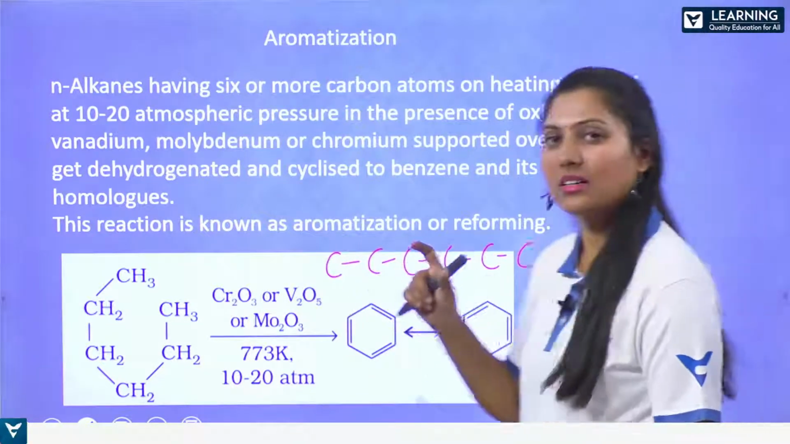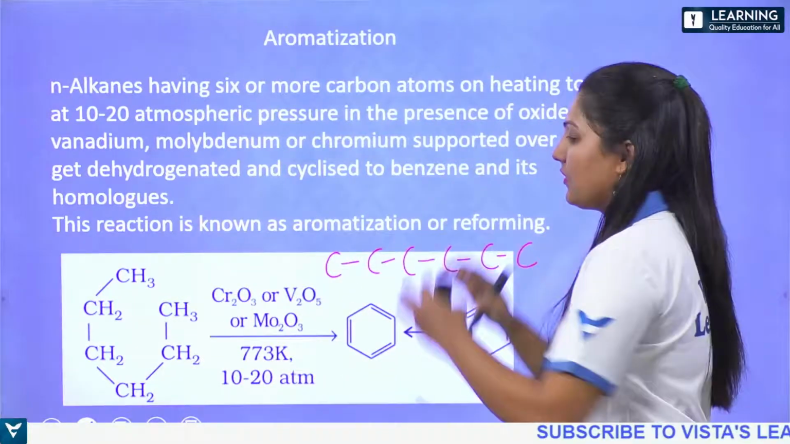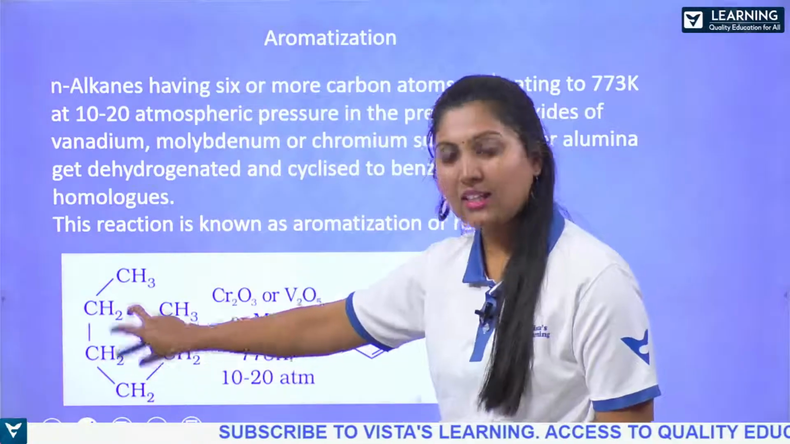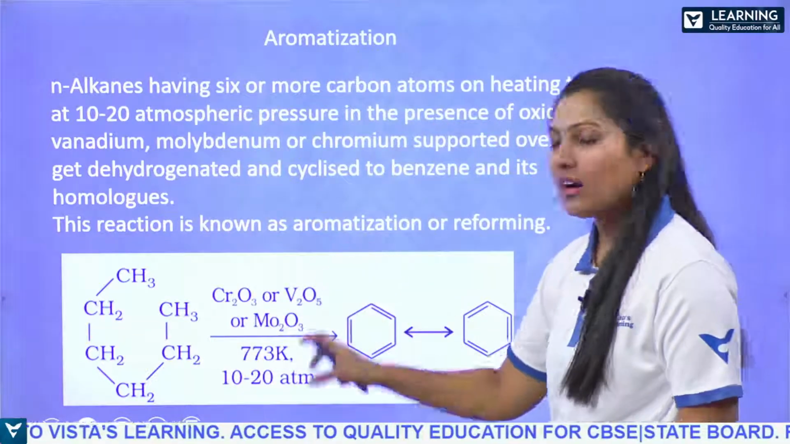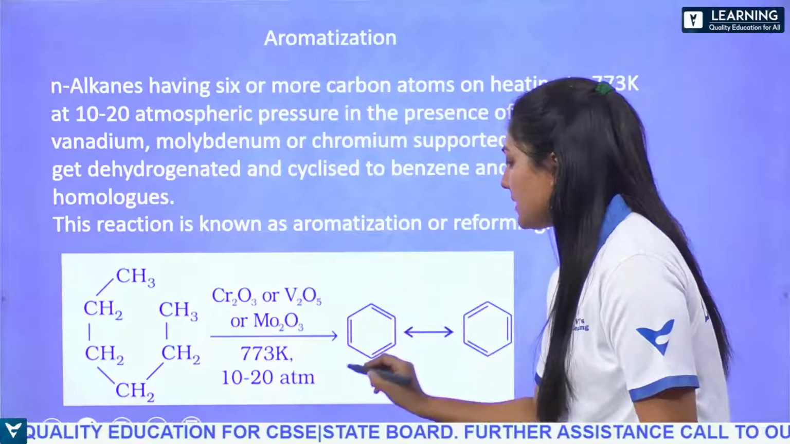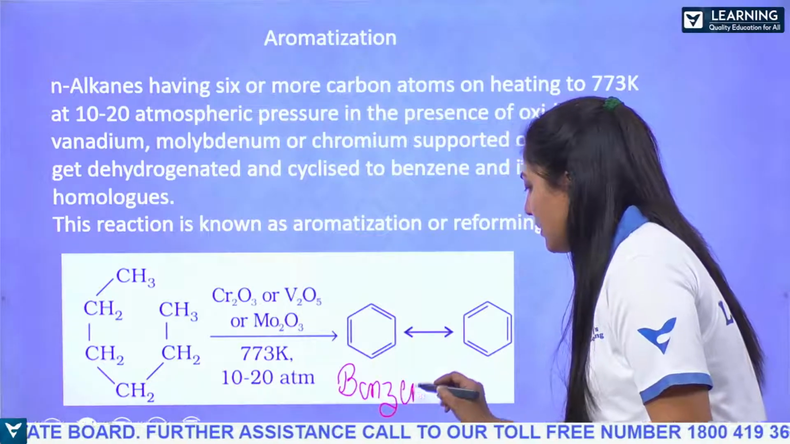This is also the same thing, but we have just shifted the bonds here and rewritten it like this. So hexane, we can also say N-hexane. When it undergoes this aromatization, we get the benzene ring. What is this? Benzene ring.